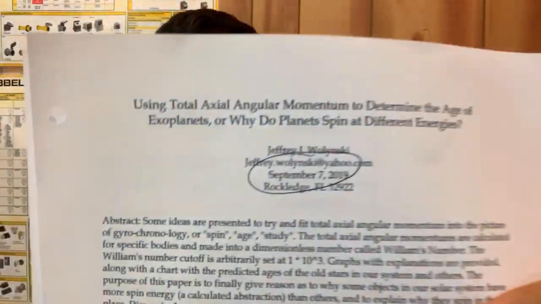A new paper here. It's not on arXiv yet, but I'll link it at the bottom when I get there. Using total axial angular momentum to determine the age of exoplanets, or why do planets spin at different energies? Now, I know for a fact energy is an abstraction. The school of Bill Gates taught me that. That's not the argument here.